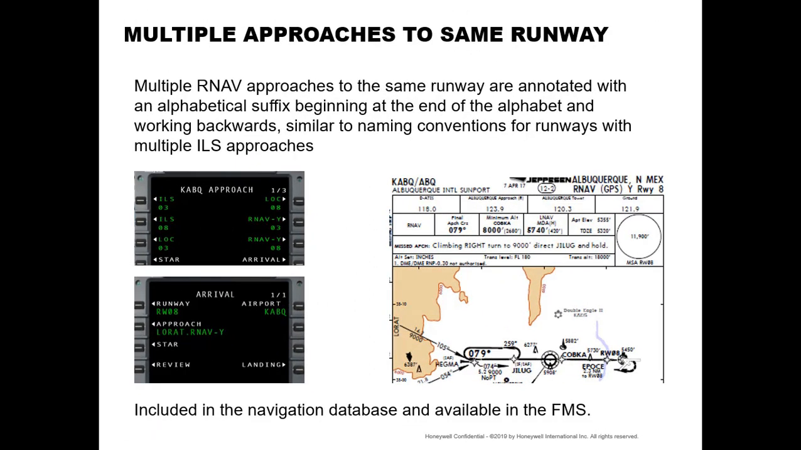Similar to naming conventions for the runways with multiple ILS approaches, multiple RNAV approaches to the same runway are annotated with an alphabetical suffix beginning at the end of the alphabet and working backwards for subsequent procedures. These multiple types are included in the navigation database as defined. The FMS provides these approaches for selection.